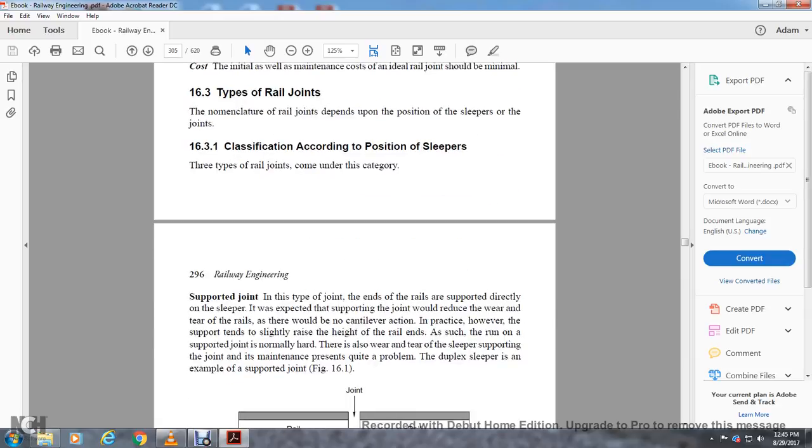Supported joint: in this type of joint, the ends of the rail are supported directly by the sleeper. It is expected that the supporting of the joint would reduce the wear and tear of the rail, and there would be no cantilever action in practice. However, the support tends to slightly raise the height of the rail ends. Such a supported joint is normally hard, there is a wear and tear problem in the sleeper supporting the joint, and maintenance presents quite a problem. The duplex sleeper is an example of the supported joint.